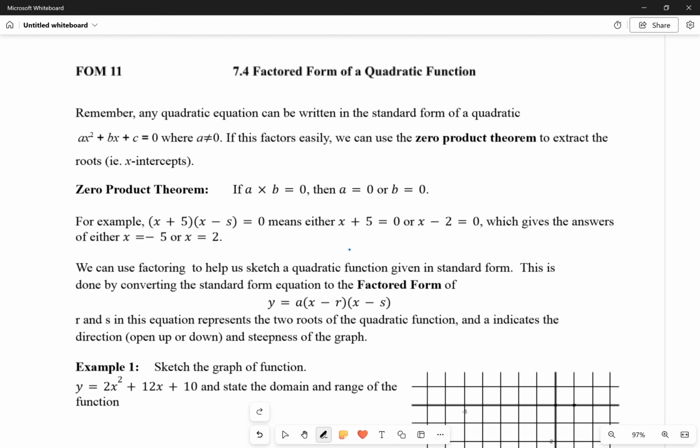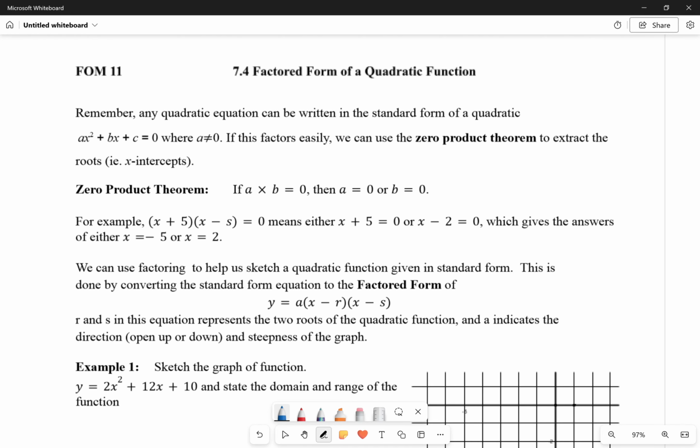So if you know that A times B equals 0, then at least one of them has to be 0. We're going to use that for quadratics, because what that means is if we can factor our quadratics so that it becomes what we call the factored form, and we set that quadratic equation equal to 0, then we can use that to find the x-intercepts or the roots.